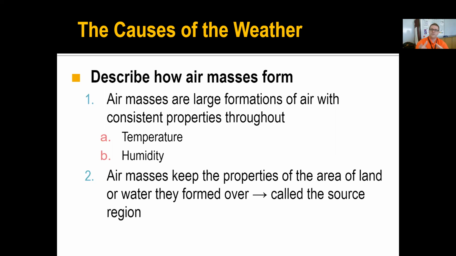We then begin to develop these really large air masses that can be hundreds or thousands of miles big. And they're all generally categorized based on what their temperature is and how much moisture they contain, or what their humidity is. These air masses, wherever they form, are going to maintain the properties of the area in which they formed. And we call that area the source region.